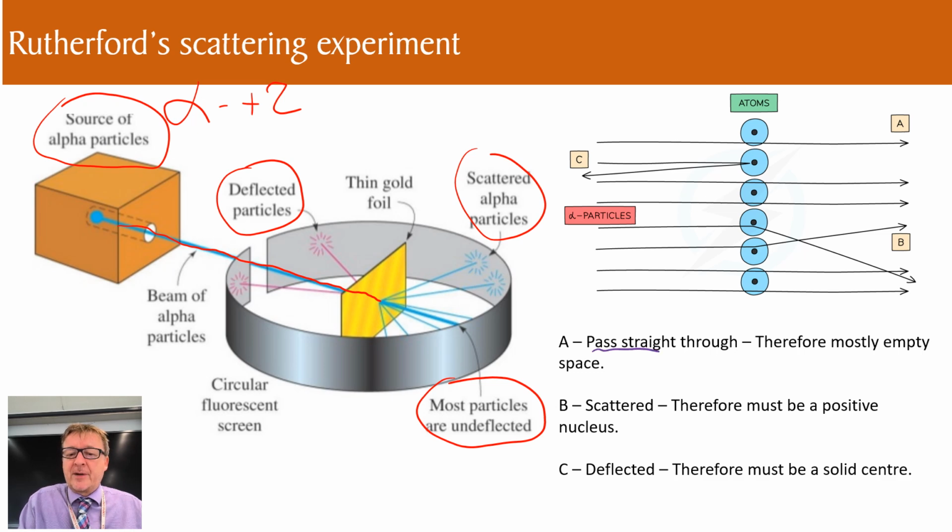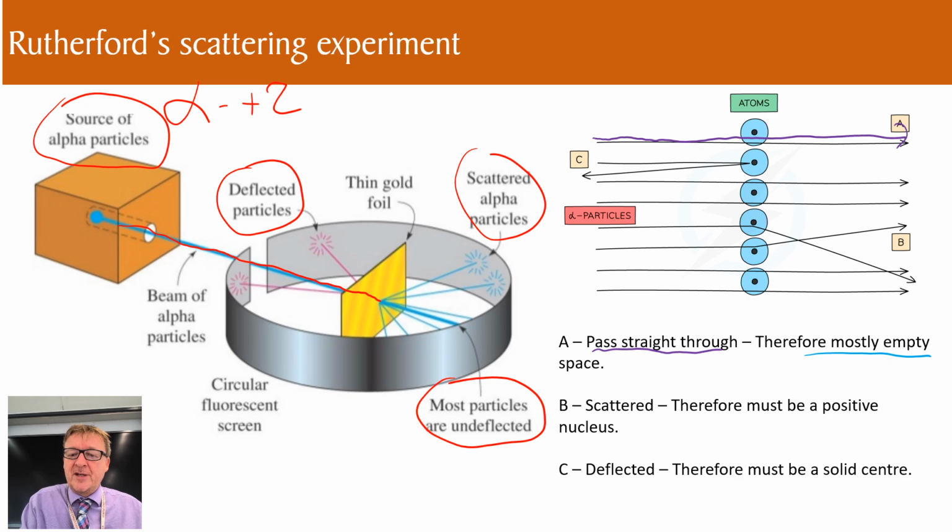A, they pass straight through. If I look at A in the top diagram, that alpha particle goes straight through. So what he thought was, it's mostly empty space. That was his first conclusion.